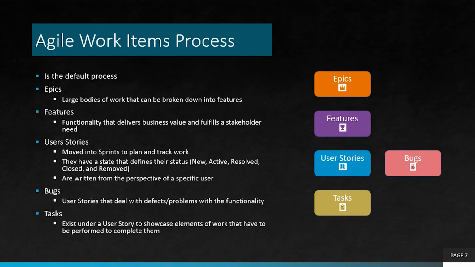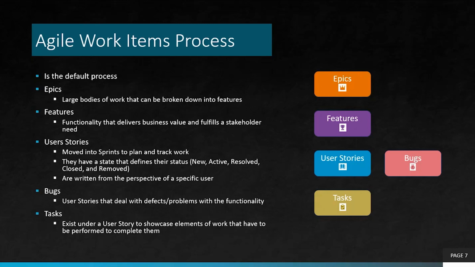And then the user stories and the bugs can also be broken down into tasks. And the tasks, like before, they exist to showcase the elements of work that you have to perform to complete the user story or the bug, and it serves to show the team what the progress of that is, so everybody can see how the story or the bug is moving along. Once all the tasks are completed, then you can close the story or the bug. And that's for the Agile work item process.